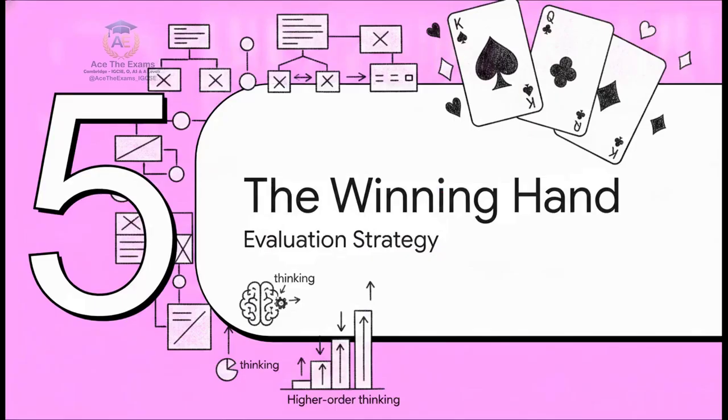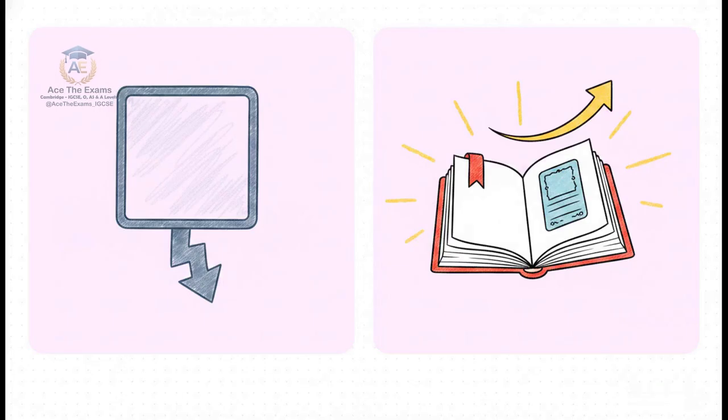Section 5. The winning hand. This is the evaluation strategy that brings it all home. Let's play a game of Find the Flaw. Remember that third trap we just talked about? Generic answers lose marks, while context-specific answers get top marks.